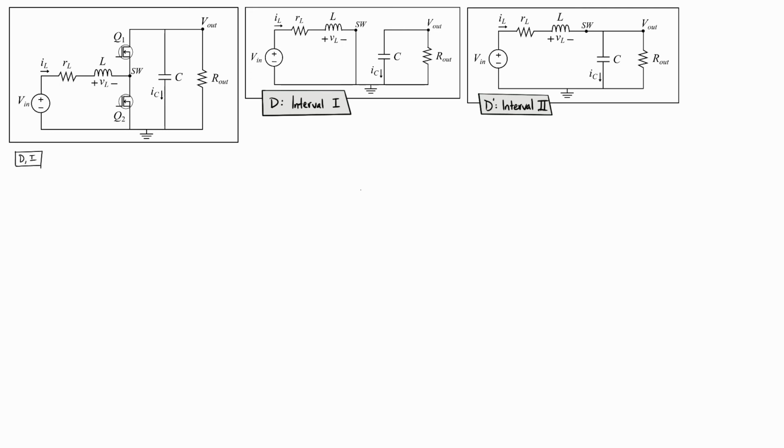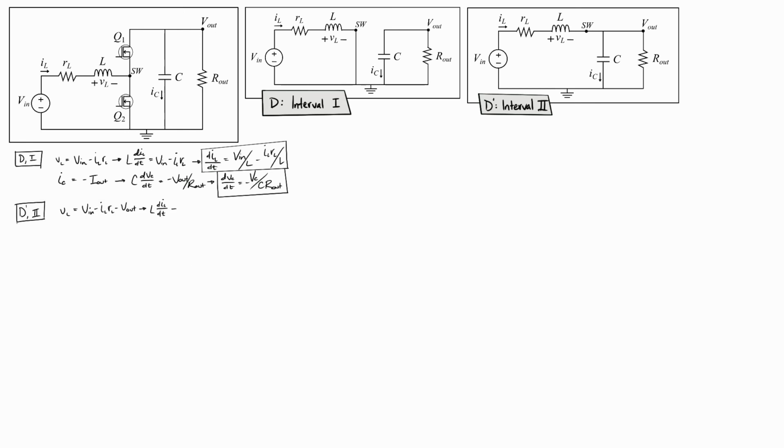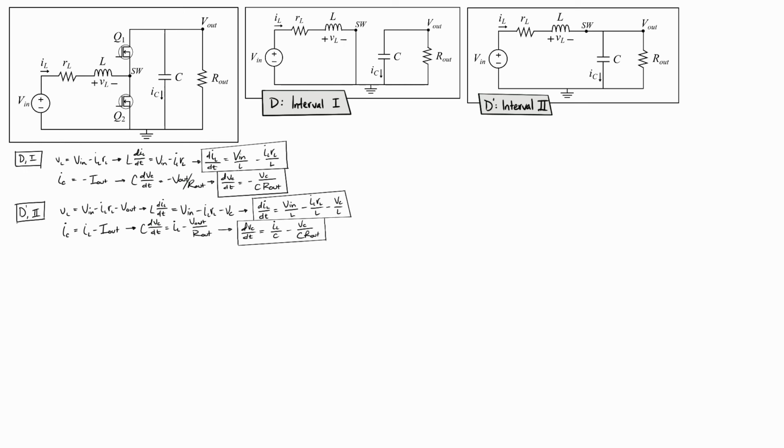So for D, interval 1, we'll write the KVL and KCL equations. That's going to be VL equals VN minus IL RL. And we'll simplify that till we have DIL over DT isolated. And then we'll do the same thing for the KCL equation till we have DVC over DT isolated. And then we'll look at interval 2. We'll do the same thing and we'll isolate DIL over DT and DVC over DT. So we want the derivatives isolated.